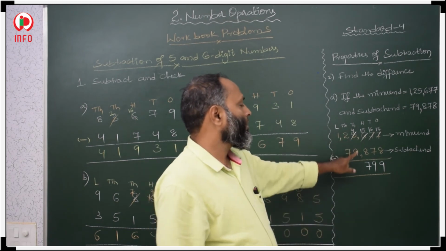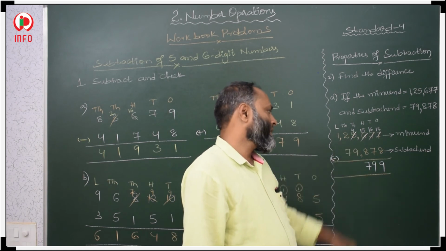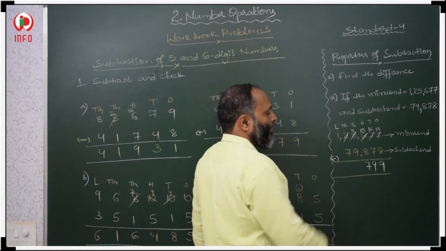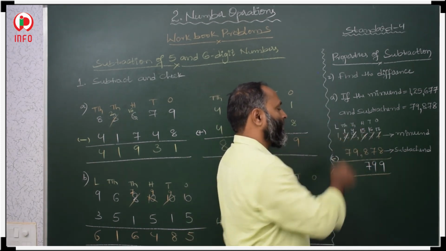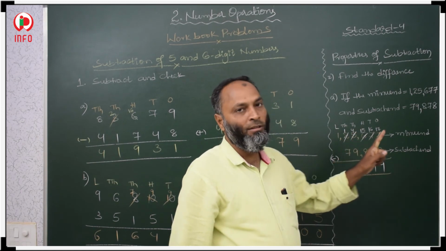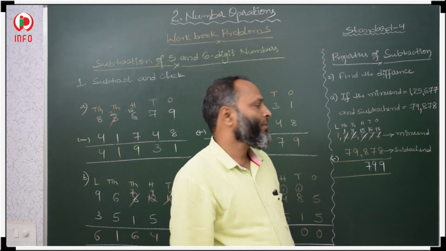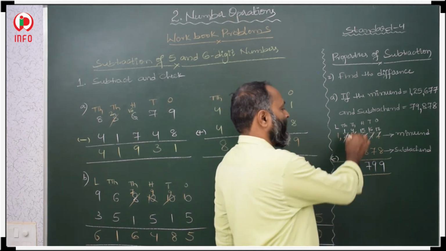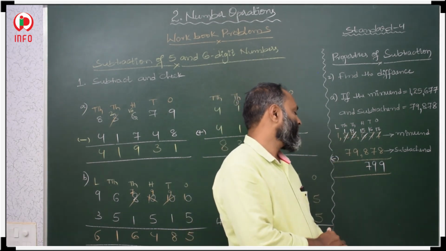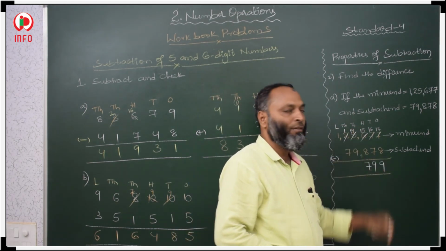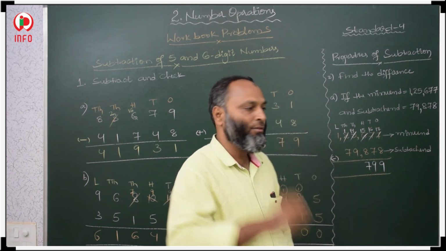Now 4 minus 9, it's not possible. Why? Because the minuend is less. Again take a borrow from here. How many 10,000s are there? 2 ten-thousands. 1 ten-thousand is left. 1 ten-thousand is equal to 10 thousands. Then 10 plus 4, 14. You will get 14. 14 minus 9 means count from 9 to 14: 10, 11, 12, 13, 14. The answer is 5.